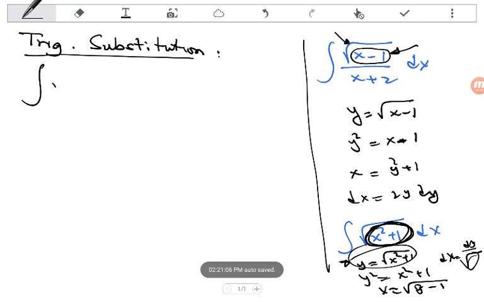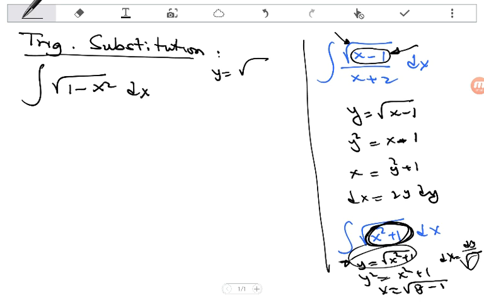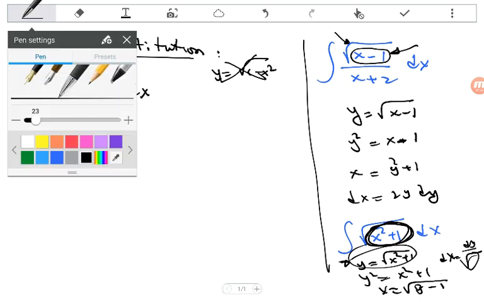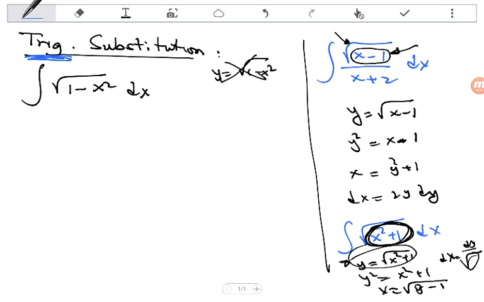For example, this integral, root of x squared plus 1, or let it be 1 minus x squared. This integral cannot be solved by any of the methods we have learned. With algebraic substitution, if I take y equals root 1 minus x squared and try to eliminate the root, it will not be eliminated. I will find another root coming out from the substitution. So it is not simplified by an ordinary substitution. But this can be solved by something called trigonometric substitution.